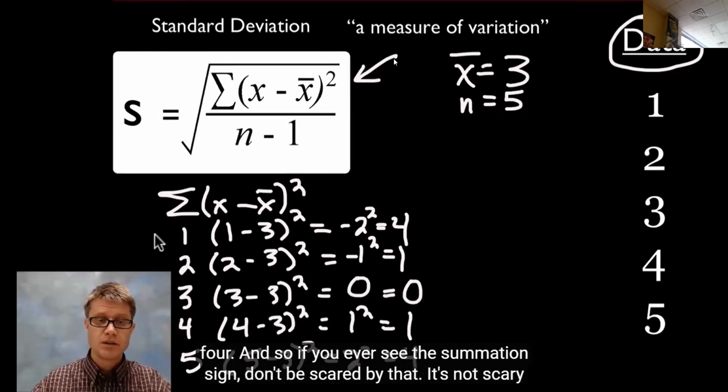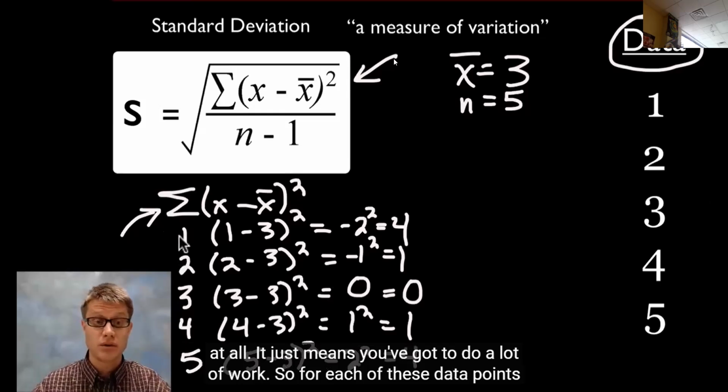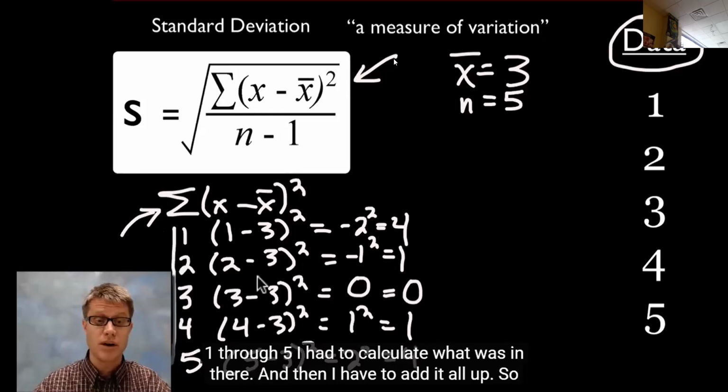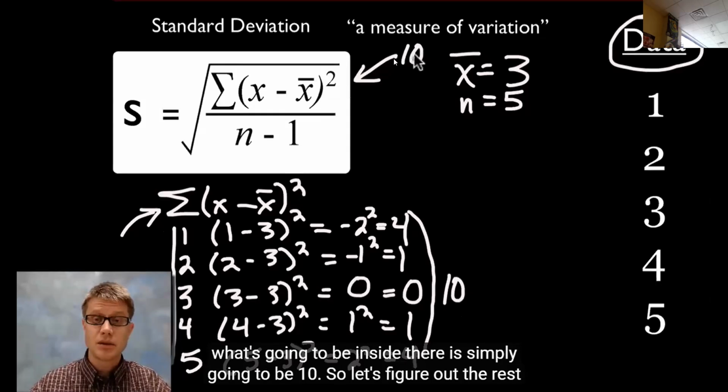If you ever see the summation sign, don't be scared by that. It's not scary at all. It just means you've got to do a lot of work. For each of these data points, 1 through 5, I had to calculate what was in there, and then I have to add it all up. So I have to add 4 plus 1 plus 0 plus 1 plus 4, and if I add all those up, I get 10. So what's going to be inside there is simply 10.